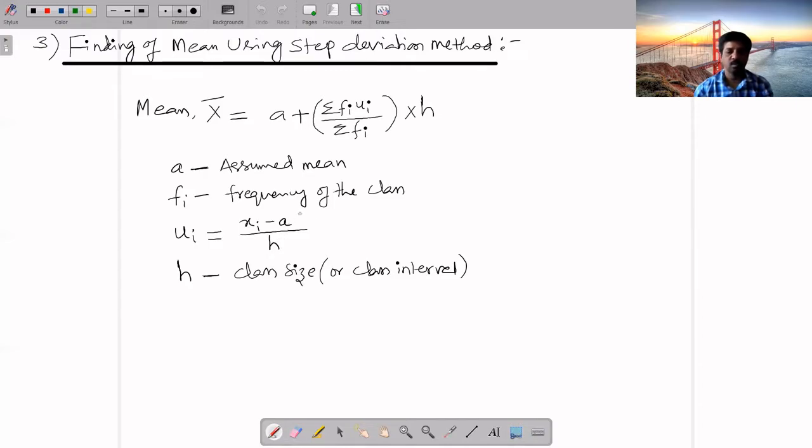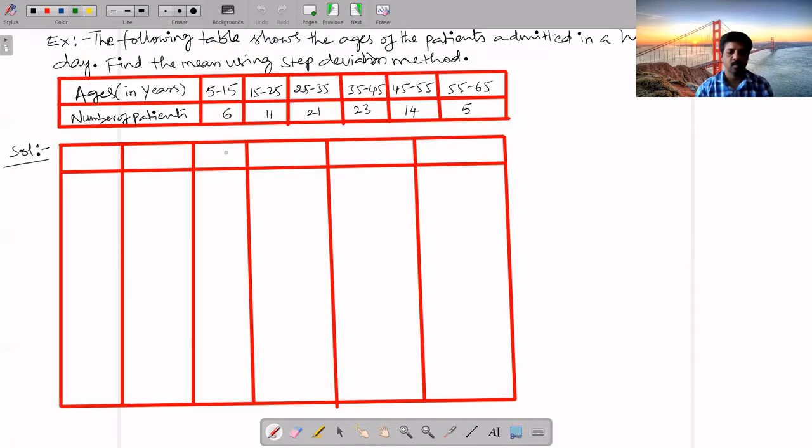Okay, now let us do one problem. Now here is the problem. The same problem we did in method 1 and method 2, that is, in the direct method and in the assumed mean method. We did the same problem. Now this is the third method. In this also we will try the same problem. The following table shows the ages of the patients admitted in a hospital on a particular day. Find the mean using the step deviation method.